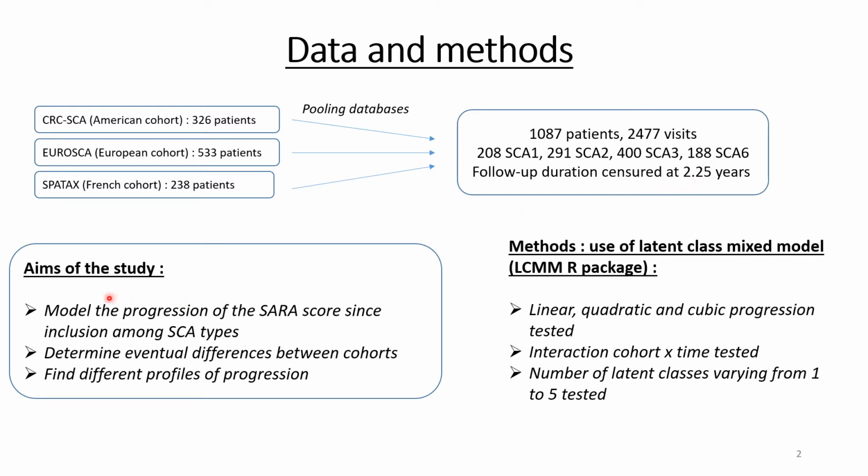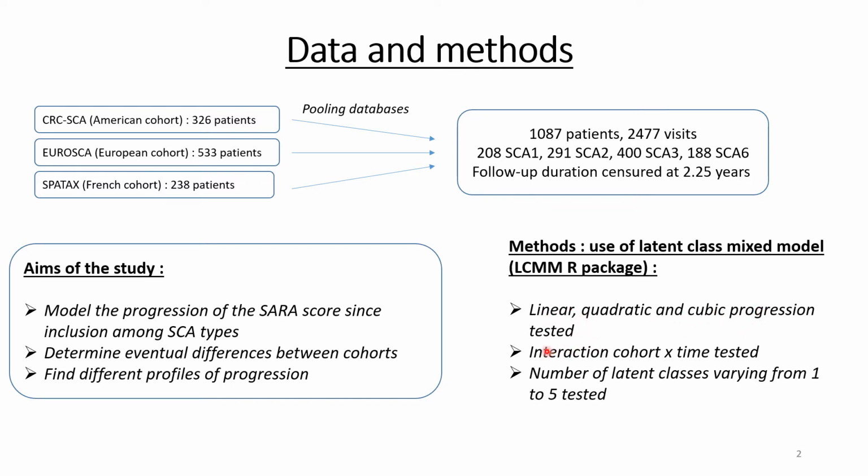The aims of the study are to model the progression of SARA score since inclusion among the different SCA types, to determine eventual differences between cohorts, and to find different profiles of progression. To do that, we used latent class mixed models using the LCMM R package. We tested for linear, quadratic, and cubic progression.